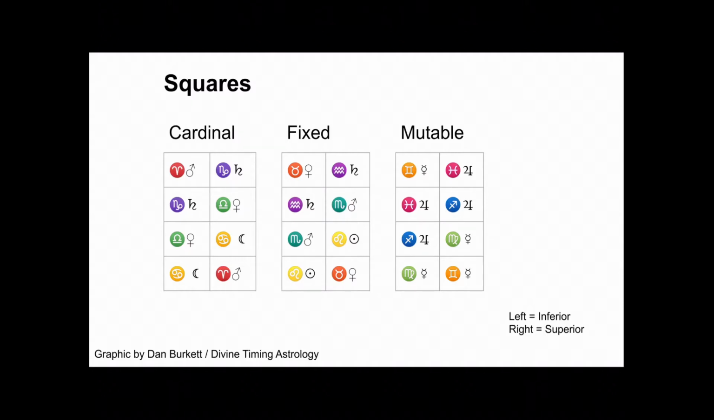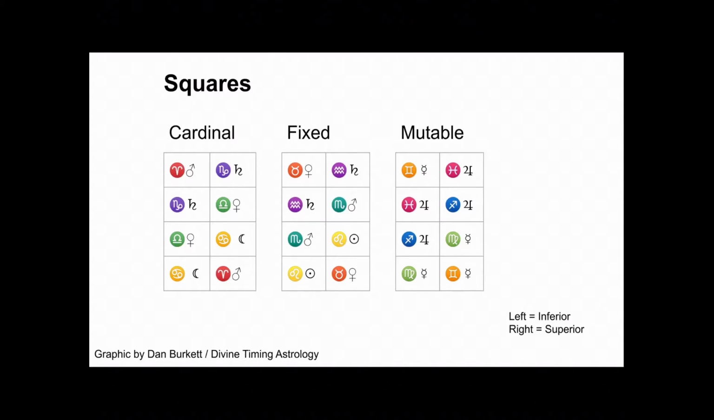It looks like there's a lot going on here, but there's really one square for each sign. Now, you might think, wait a minute, a sign can be squared on either side. Well, what I'm saying is that for each sign there's a position where it's in the superior square versus the inferior square.